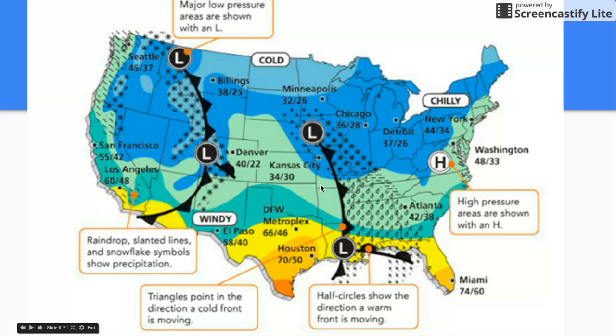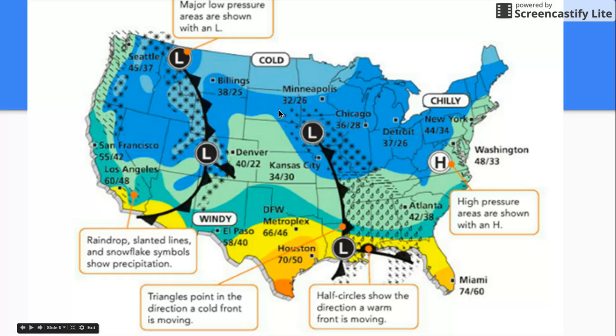The triangles point in the direction that the actual front is moving. So if you see triangles facing east, you know that front is moving east and bringing that weather along with it. And the half circles show the direction that a warm front is moving. So on this map, you see only cold fronts and warm fronts, but we know that there can be occluded and stationary.